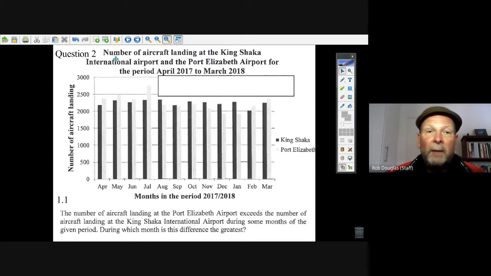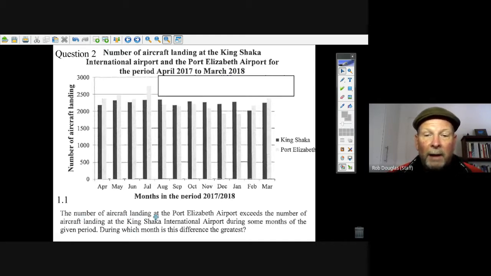First, read it carefully. What it's telling you is the number of aircraft landing in King Shaka Airport and Port Elizabeth Airport between April 2017 to March 2018. So this is data for how many planes landed in April, May, all the way to March. So there it is. It's a double bar graph. Now the dark one is King Shaka, and the kind of gray or bluish one is Port Elizabeth. Now the first question, you just kind of read it carefully, and you're going to get the answer. I think. Let's try it.